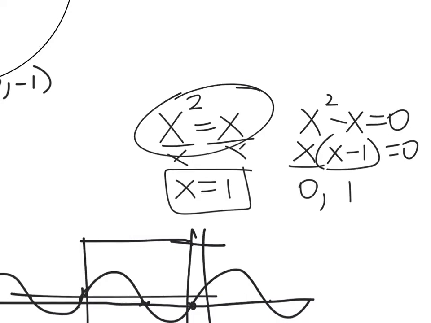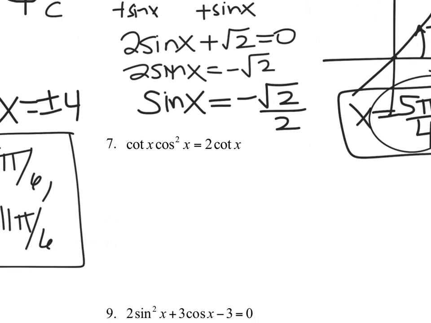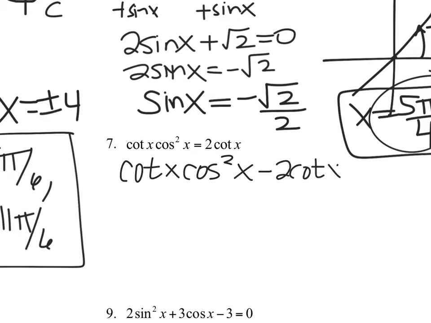Okay, that's what we're going to do with trig here. Here we go. We're going to, instead of dividing both sides by cotangent, which you're not allowed to do, subtract 2 cotangent to the other side. So you get cotangent x cosine squared x minus 2 cotangent x equals 0.